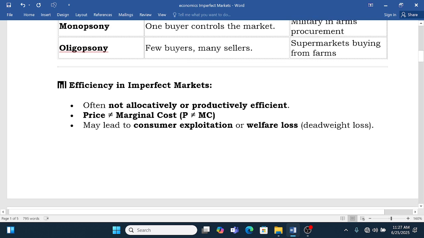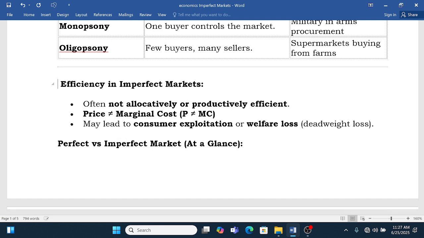Efficiency in imperfect competition: here, it is often not allocatively or productively efficient. Price is different from marginal cost. So this may lead to consumer exploitation or welfare loss, deadweight loss.